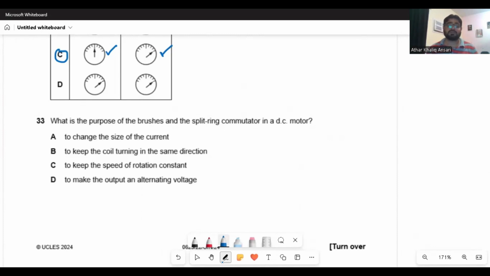So, what are the purposes of the brushes and the split ring? They are not used to change the speed, or you can say change the size of the current. No, the current will not be changed. They keep the coil turning in the same direction and keep the speed of rotation constant. To make the output an alternating voltage, this is also wrong. To keep the speed of rotation constant, it is to keep turning the coil in the same direction.